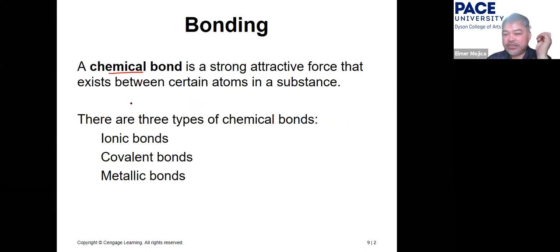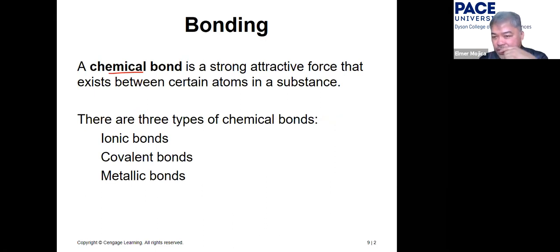It's just a strong attractive force that exists between certain atoms in a given substance. In the previous chapter we had the periodic table and the electron configuration. They give chemists the rationale for molecule and compound formation, and they found out that there are three types of these so-called chemical bonds. These are ionic bonds, covalent bonds, and metallic bonds.